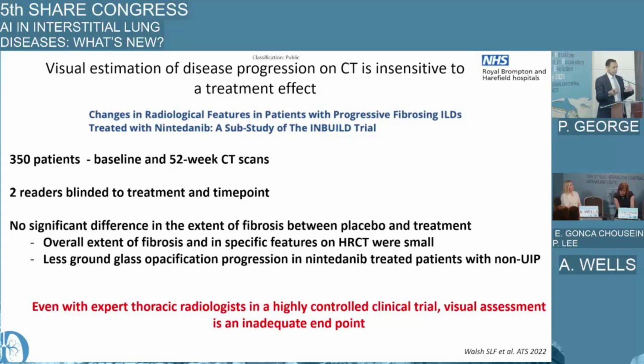There was a subtle signal to a reduction in how much ground glass there was in the nintedanib group. This was marginal, but they were unable to define a treatment effect, which maybe dampened down enthusiasm for what CT can do for us when we look at clinical trials.